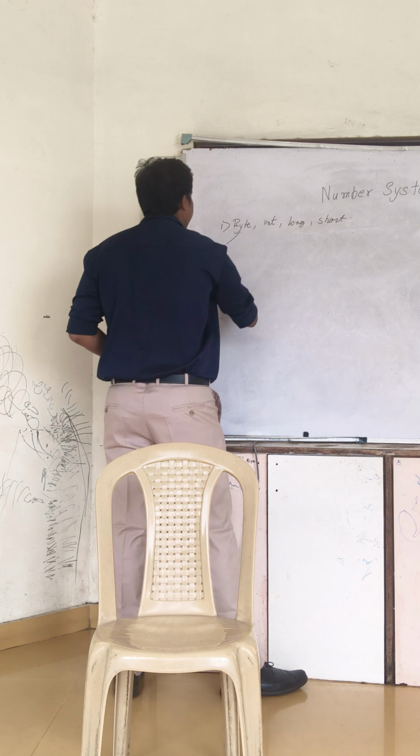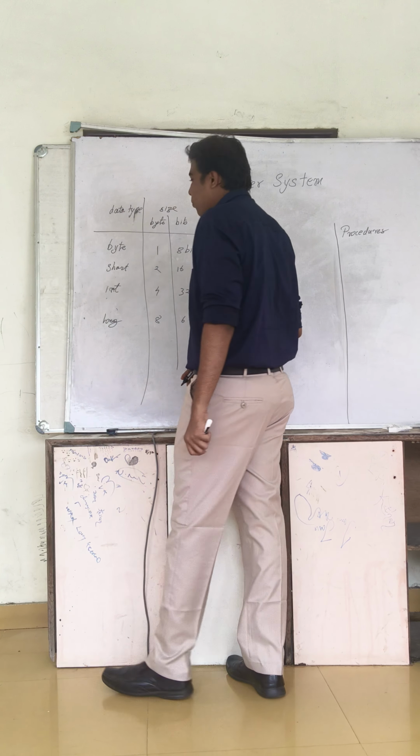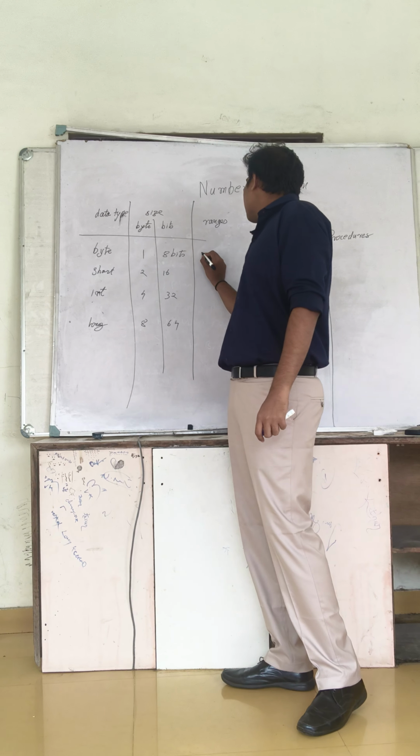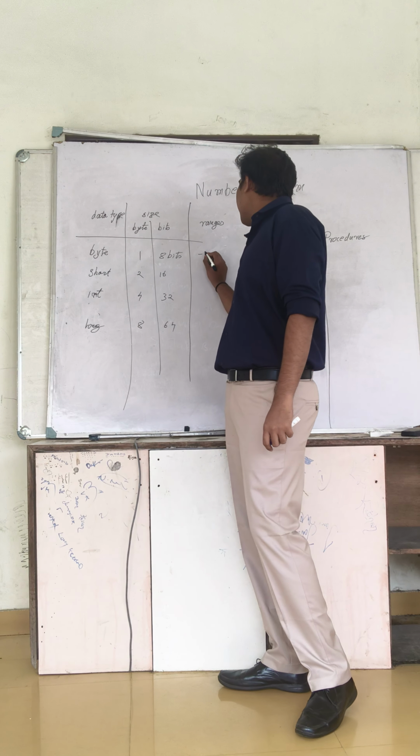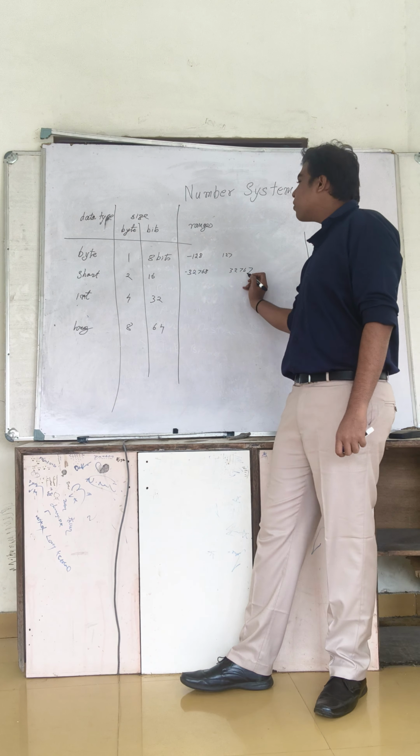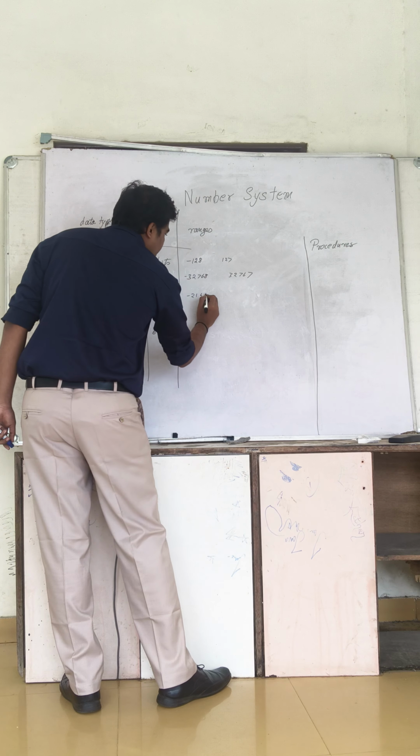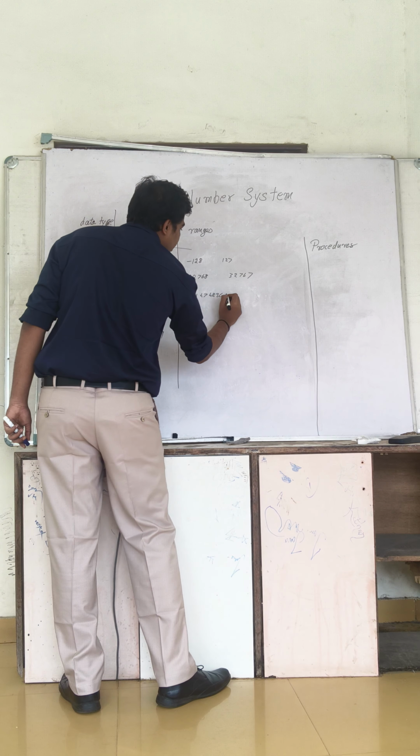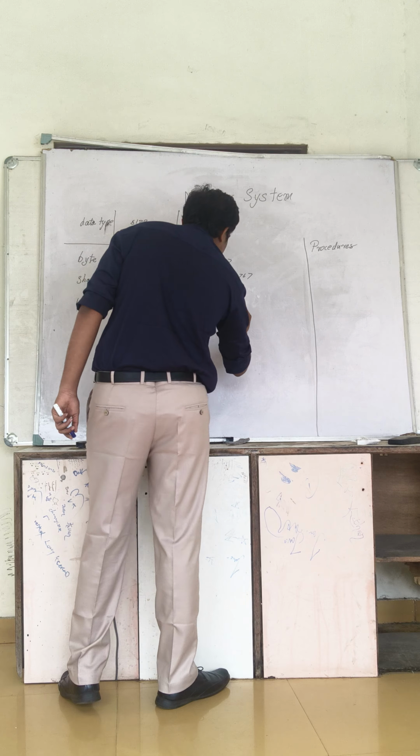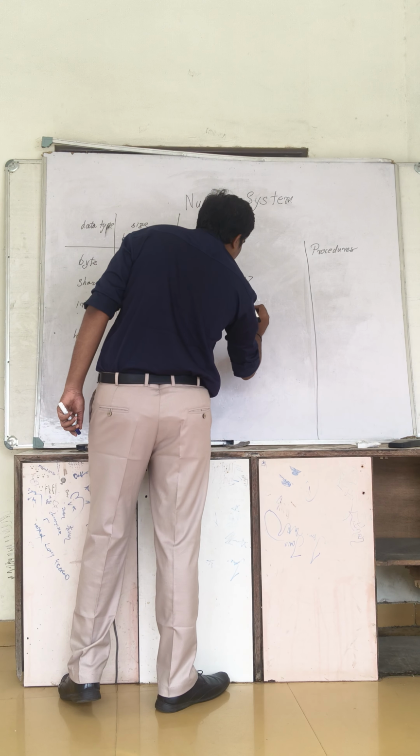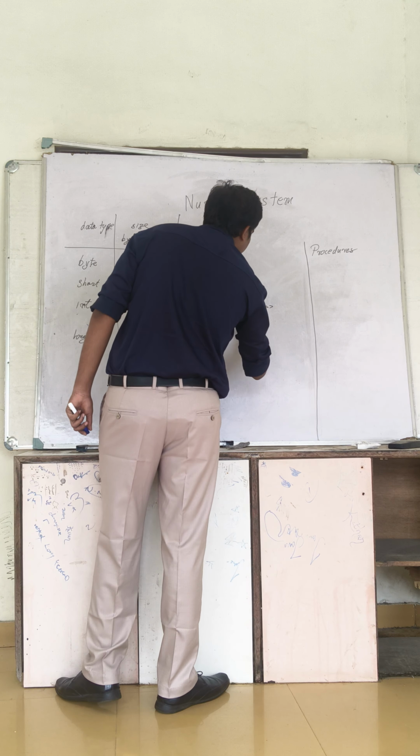Well, let's take another column and say their ranges. For the range of byte, the range goes from -128 to 127. For short, it goes from -32,768 to +32,767. For int, a really big value, -2147483648 and +2147483647.